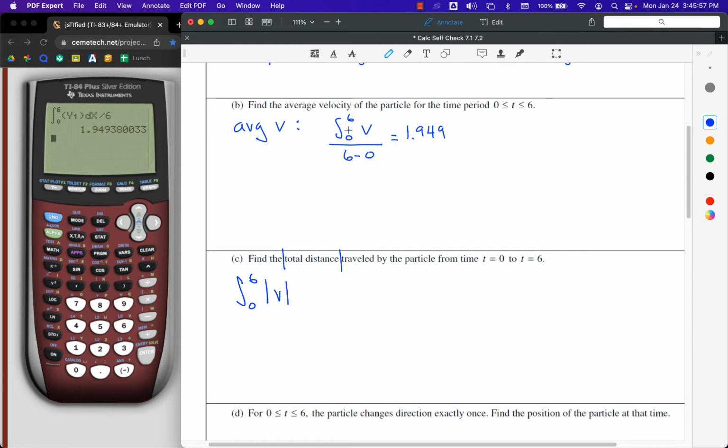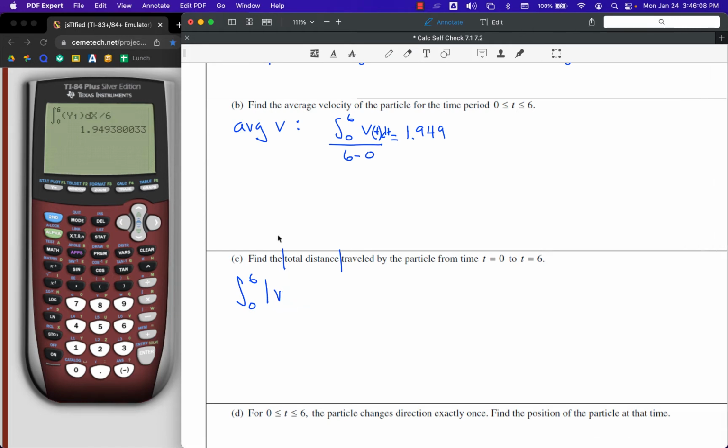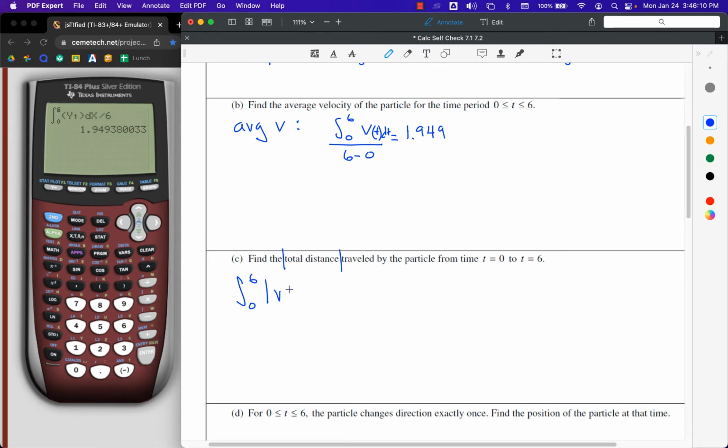And again, it is a free response question, so maybe we should say v of t dt to be formal about this. And I can say down here, I can change this to v of t dt. It is free response, we should be formal about it. V of t, and then absolute value, then dt. And then just plug that into our calculator. What do we get here?